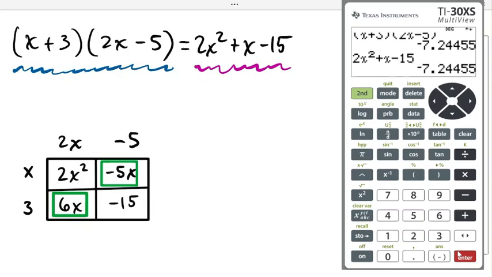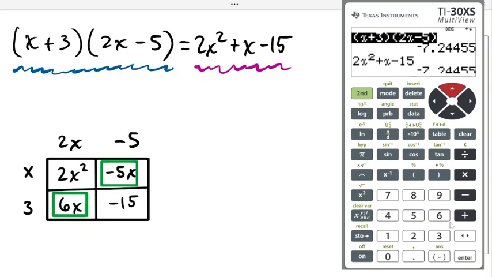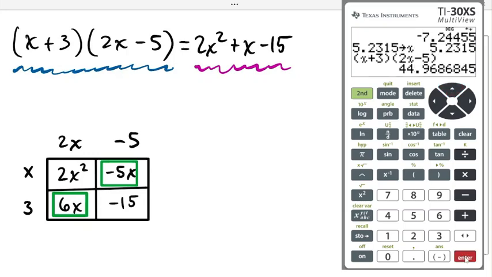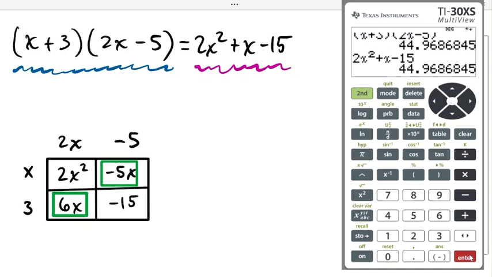Not convinced? Look, this is not a proof that these two things are equivalent. It's just me helping to verify. Let's pick a different value for x. Let's say that x is 5.2315. So I'm now going to store that as x. What I love about the calculator is I don't need to retype those expressions. I can just go up and get the left-hand side. It is now this number, 44.96. And I'm going to go get the other side. And there it is. And it is also the same.